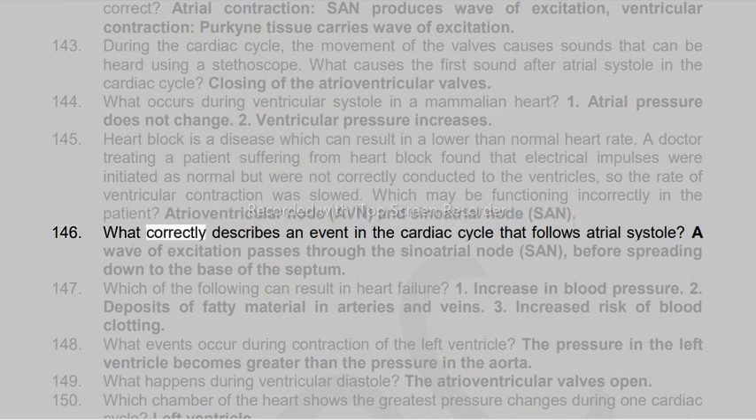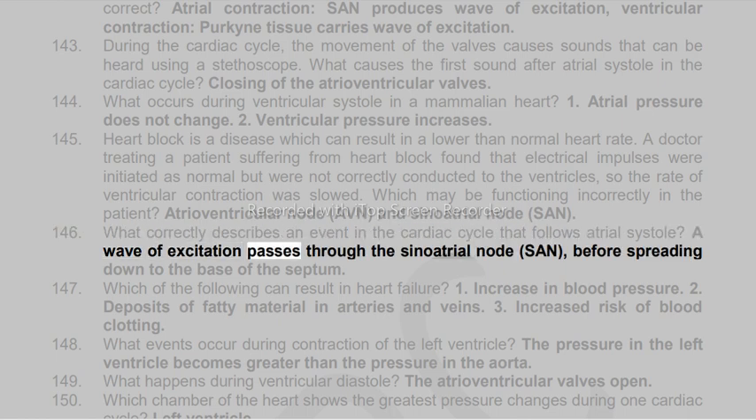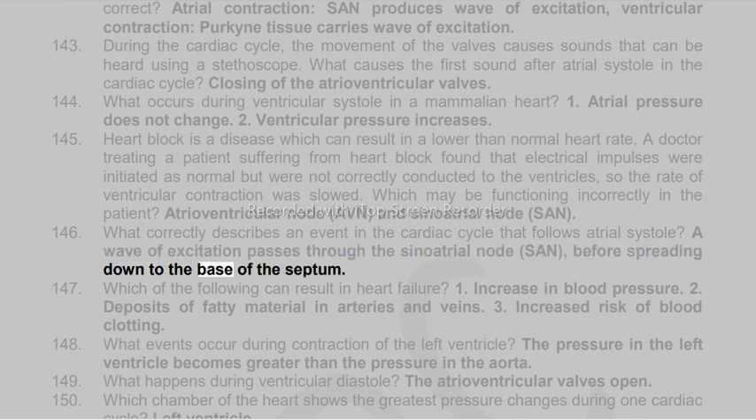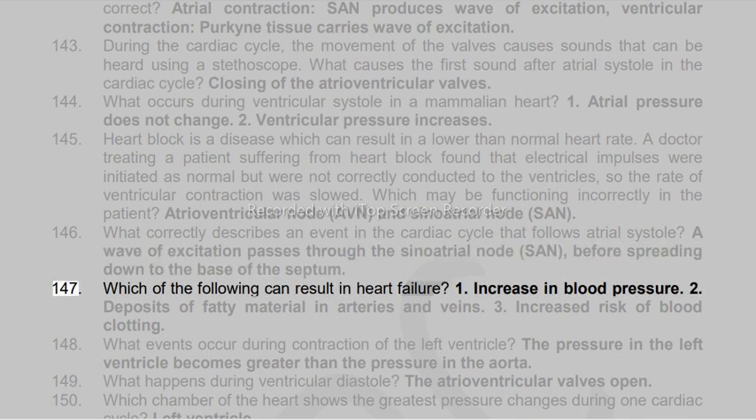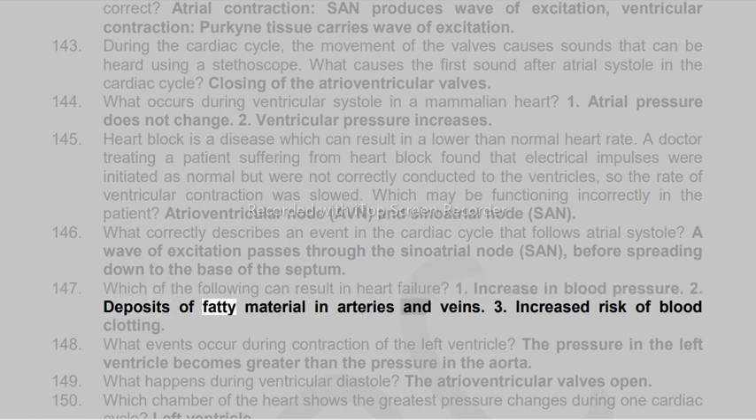146. What correctly describes an event in the cardiac cycle that follows atrial systole? A. Wave of excitation passes through the sinoatrial node, SAN, before spreading down to the base of the septum. 147. Which of the following can result in heart failure? 1. Increase in blood pressure. 2. Deposits of fatty material in arteries and veins. 3. Increased risk of blood clotting.